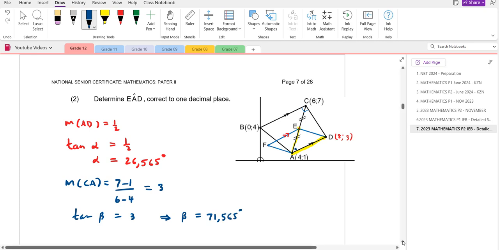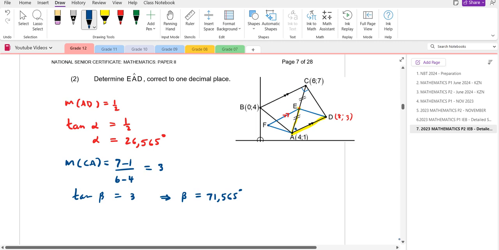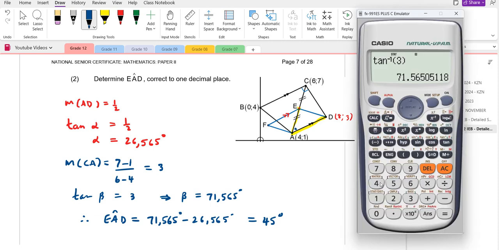Right, so now I can subtract these two angles of inclination. Therefore angle EAD is equal to the big angle, 71.565, minus 26.565. So what we see here is that we're getting 45 degrees. Check. If you take 71.565 minus 26.565, I've got 45 degrees as my angle.